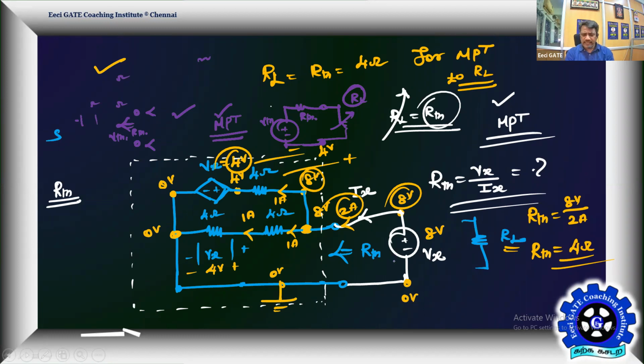You can try with any other potential. Instead of 8, you can also try with 16. And since it's a linear circuit, if you give 16, the current is going to become 4. Again, if you try 16 by 4, the resultant R Thevenin will remain the same. But try to take an integer multiple of 8.